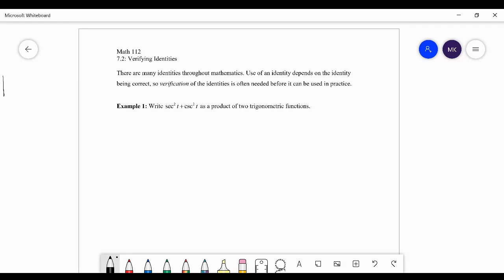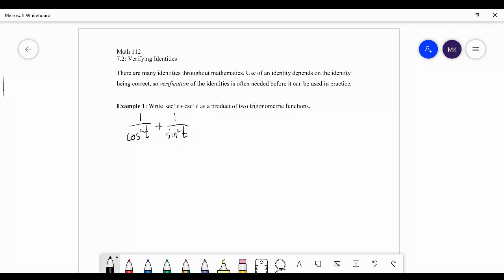So if we look at this, we have secant squared t plus cosecant squared t. Well, I know that secant squared t is just 1 over cosine squared t, and cosecant squared t is 1 over sine squared t. So now we're looking at these, and I need to get these as the product of two things. Well, I have the sum of two fractions. Let's add these fractions together to get at least one term, and we can look at trying to get it as a product once we see what we have. But let's get rid of this addition by adding this together.